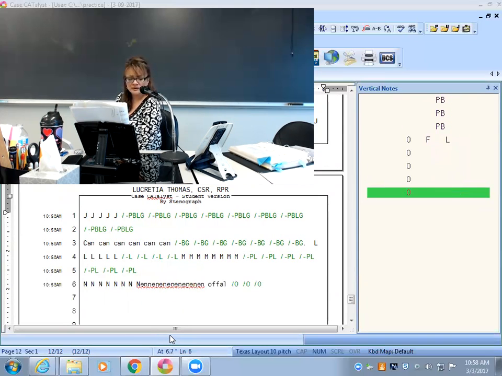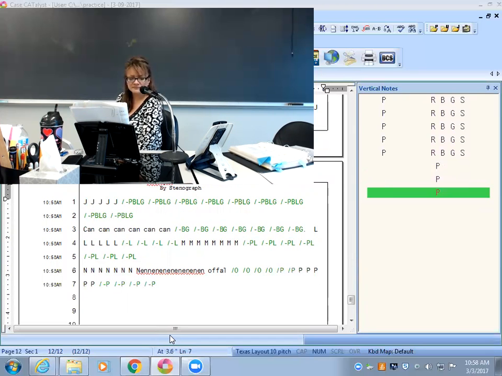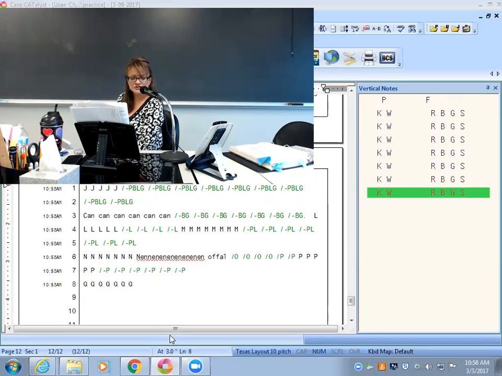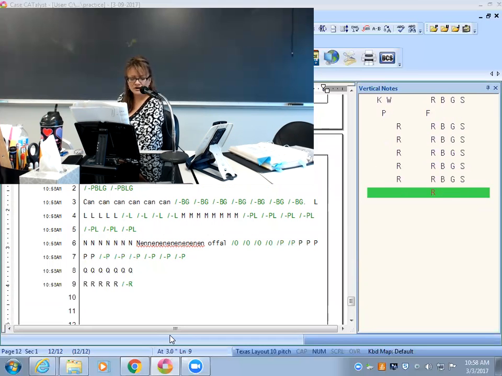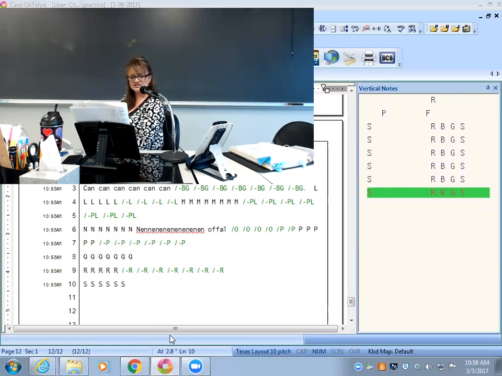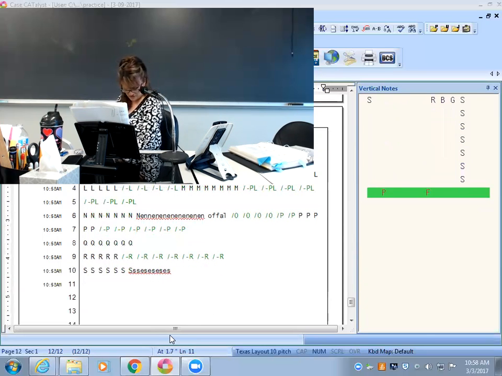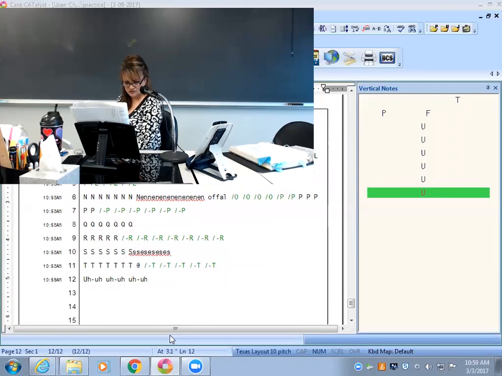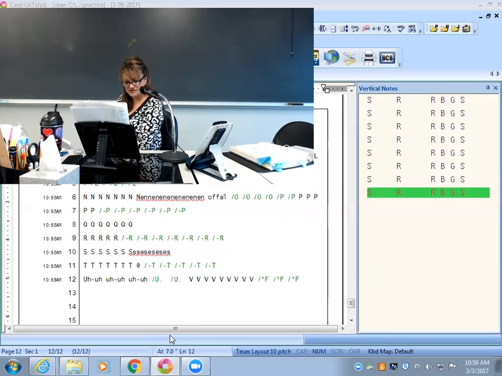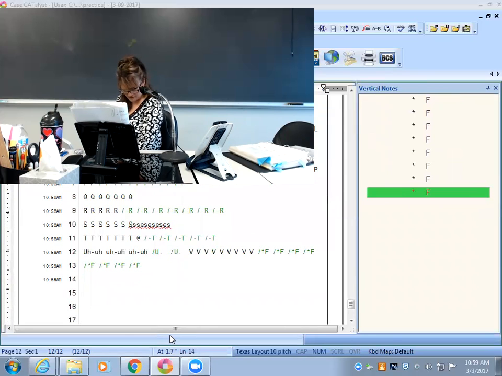O is O. P is initial P. Final P is P. And then you have Q is KW. There is no final Q. R is R. Final R is R. And then you have S. Initial S is the S on the initial side. Final S is S. And then you've got T. Initial T is T. Final T is T. And then you've got U is U. Just U by itself. And then V is SR. Final V is F asterisk. And then you have W is W.